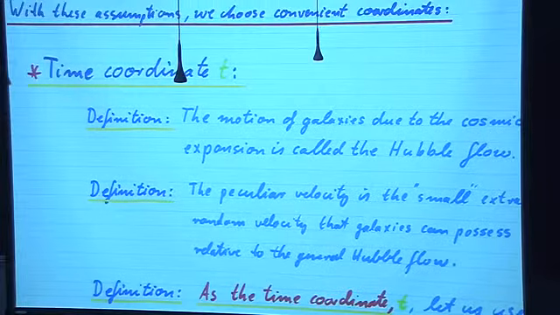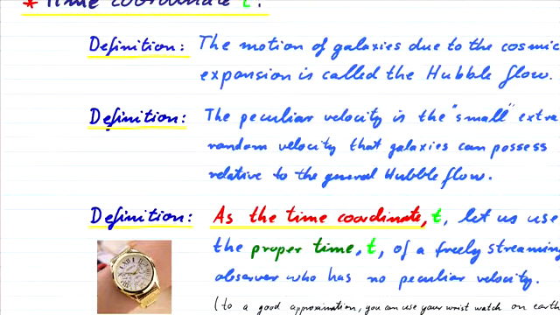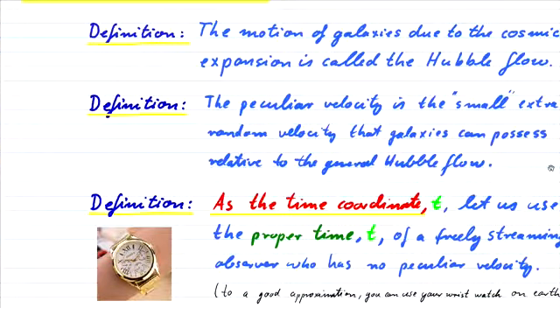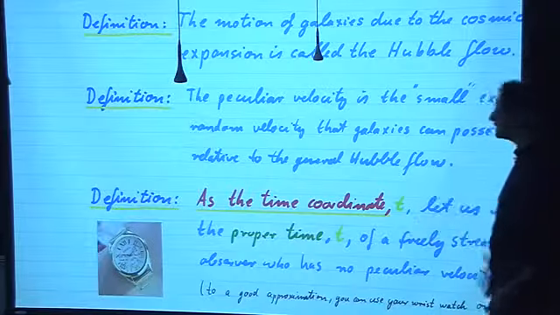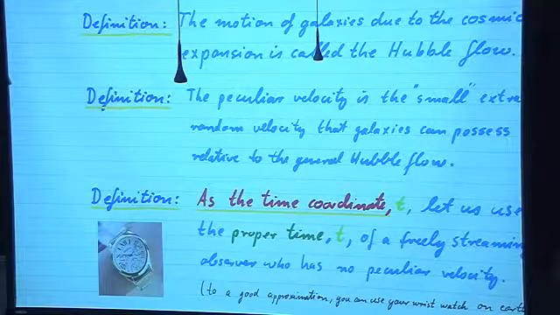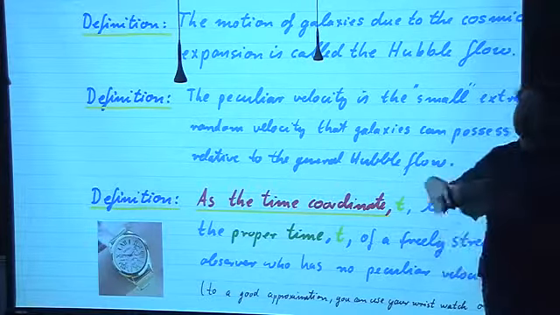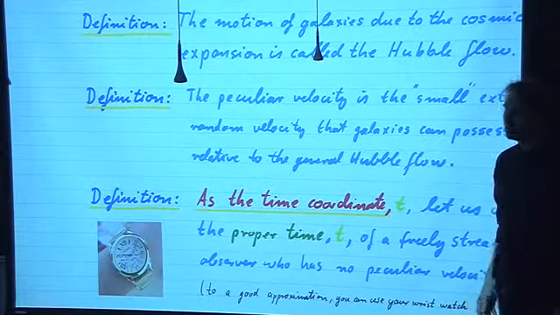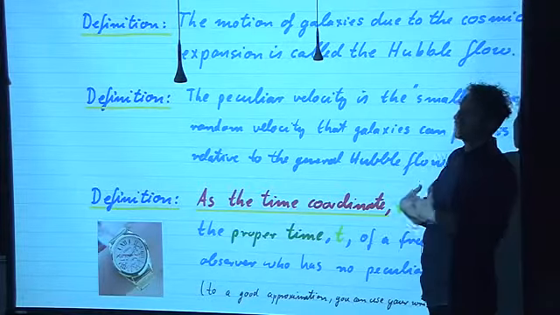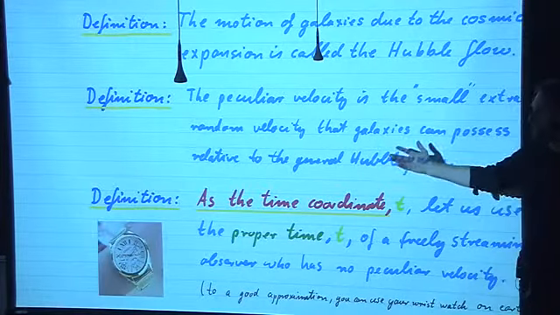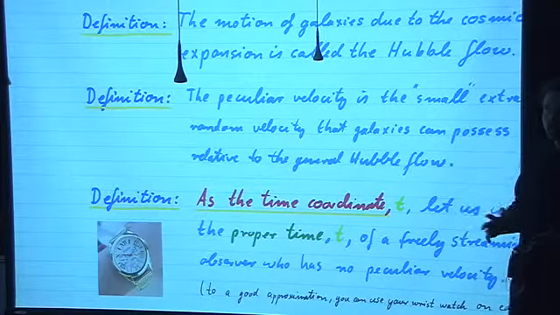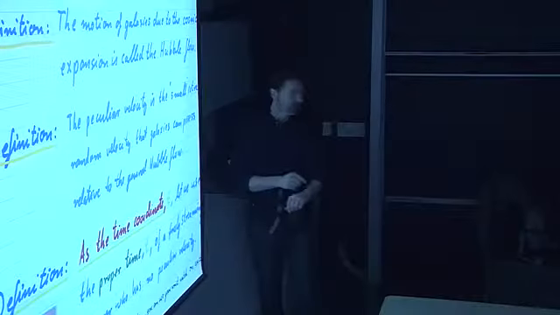Now, using those definitions, we will define as the time coordinate t the proper time of a freely streaming observer who has no peculiar velocity. So imagine a galaxy that has no peculiar velocity, and in it an observer sitting in the middle of it. It could be you as an astronaut somewhere in intergalactic space, not having any peculiar velocity, just drifting with the Hubble flow. And then your wristwatch is the time that we will work with.